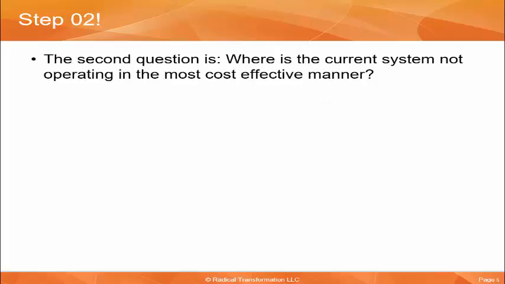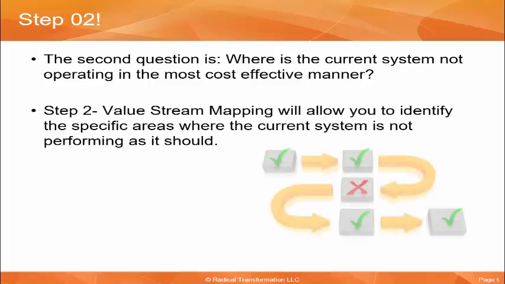Step two raises a second question. Where is the current system not operating in the most cost-effective manner? And this is critical. This is important because step two is about value stream mapping. And what this allows you to do is identify the specific areas within the organization where the current system is not performing as it should.